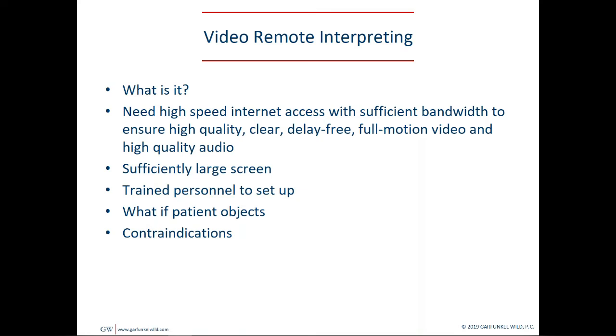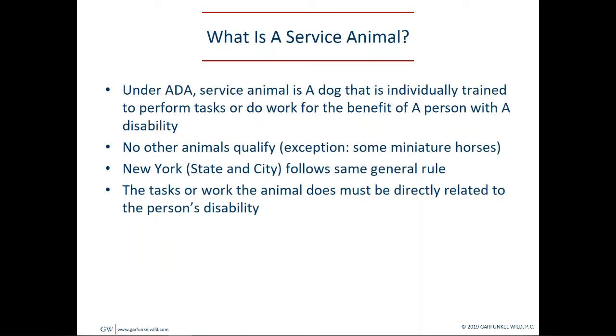So let's now go into the next topic, which is service animals. So the ADA, as well as the New York City and state statutes, has a particularly stringent, careful definition of a service animal. It's a dog that is individually trained to perform tasks or do work for the benefit of a person with a disability. Dog. Emphasis is on dog. No other animals qualify except some miniature horses. And the task or work the animal does must be directly related to the person's disability.